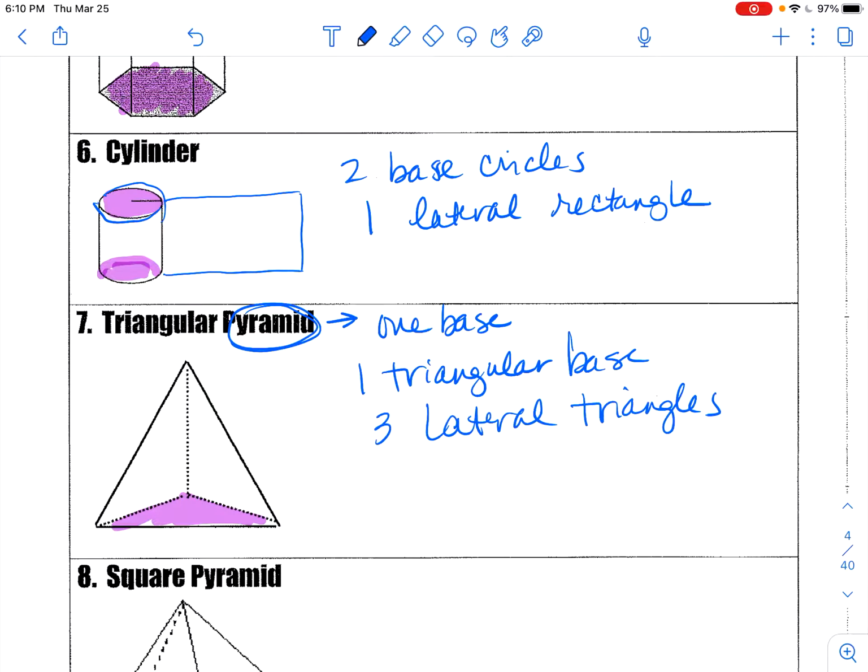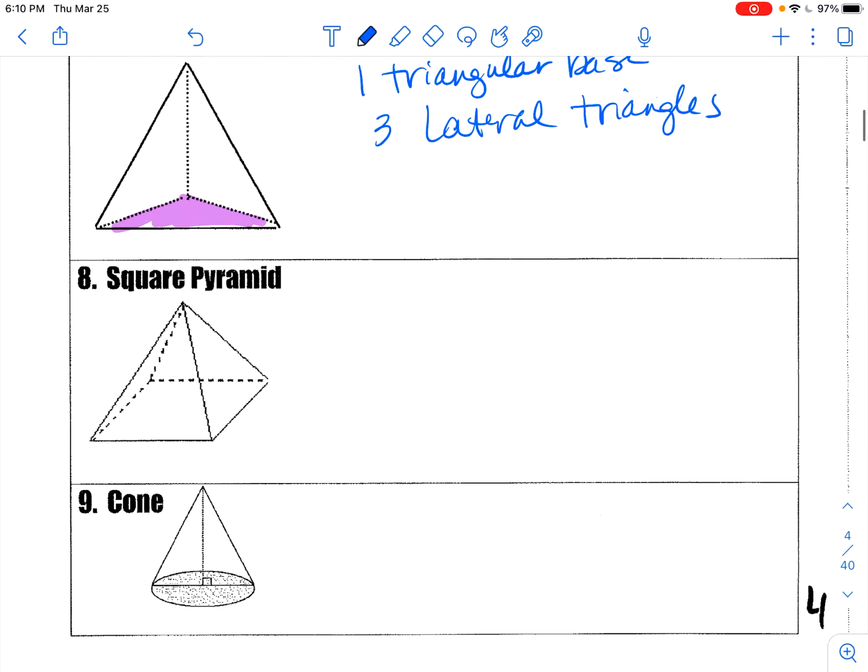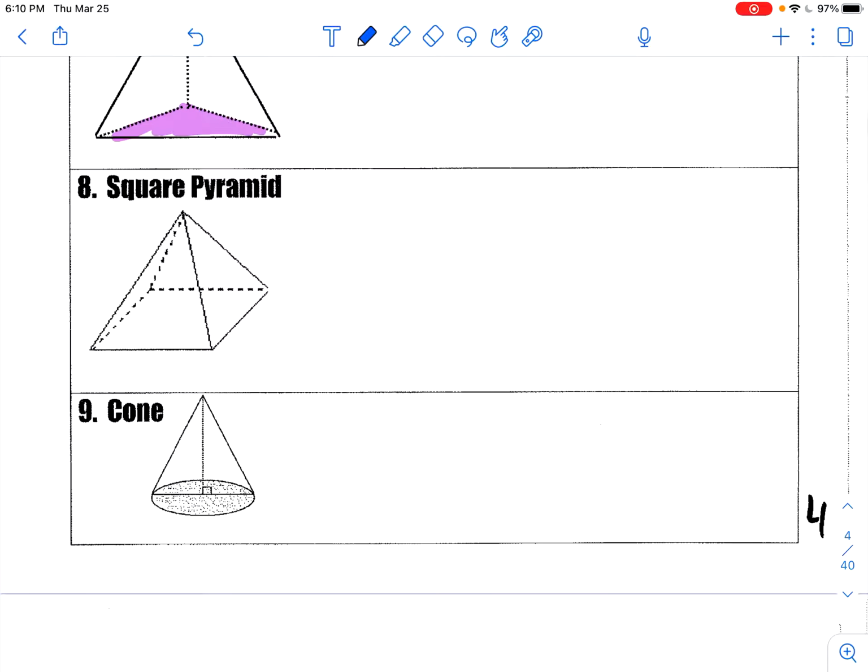Hopefully at the end of the year we'll be able to make our kites, and they're going to be made out of these triangular pyramids. Okay, next up is the square pyramid, and we can see that the base is the square. So this is one square base. And we have 4 lateral triangles.